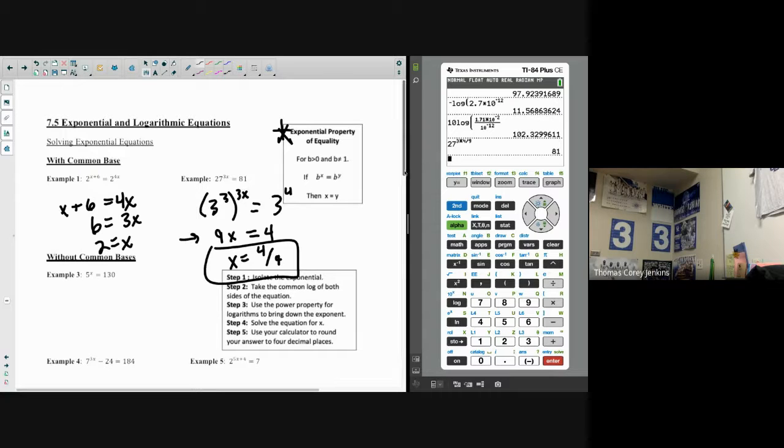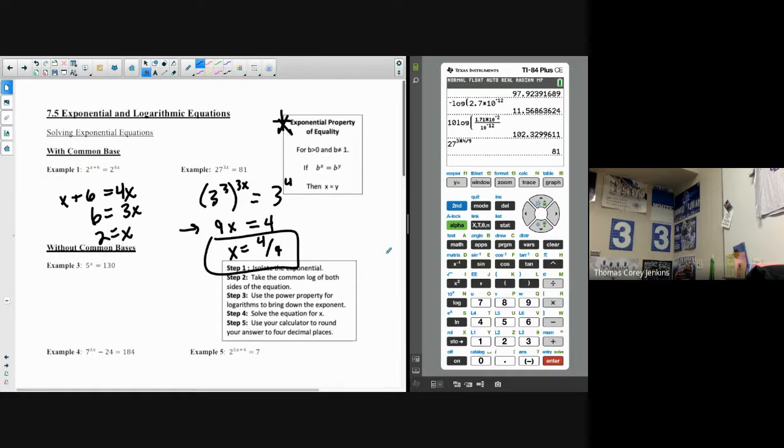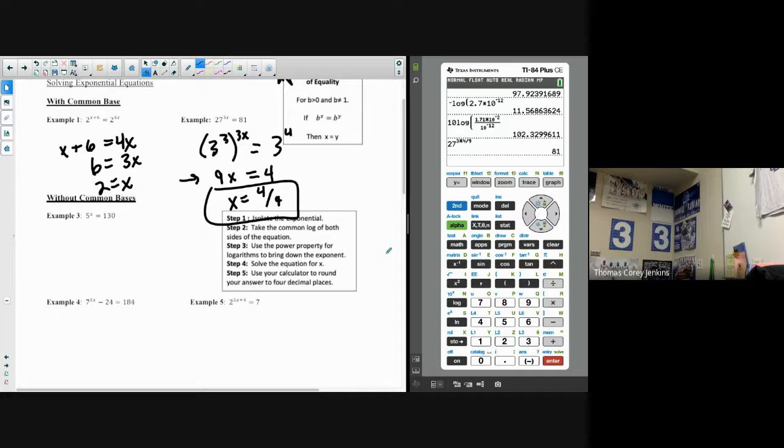All right, so those are some basic principles. Now we're going to solve ones that don't have a common base. In other words, if we look at example 3, there's no power of 5 that's equal to 130, and obviously we can't break down 5. So let's go ahead and look at this.